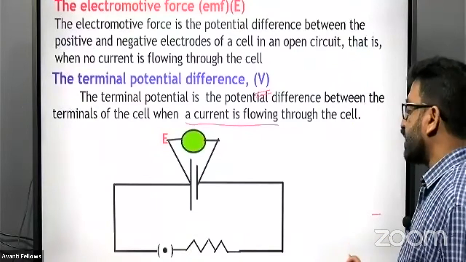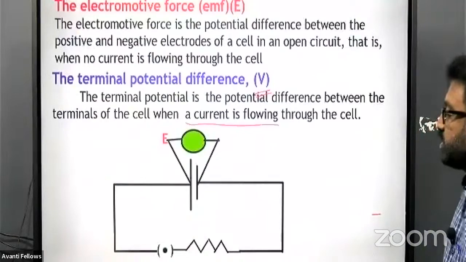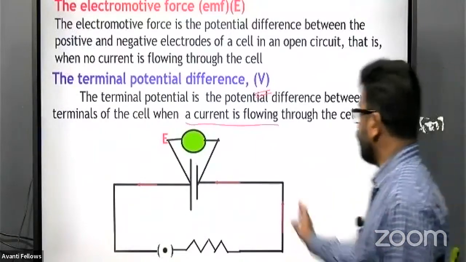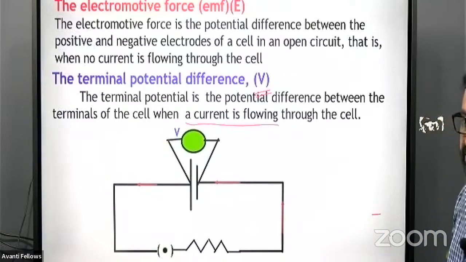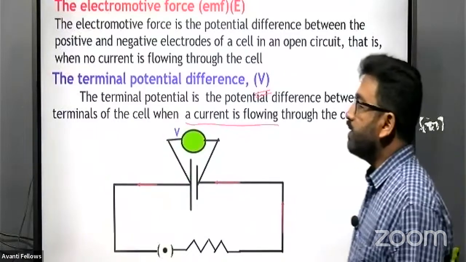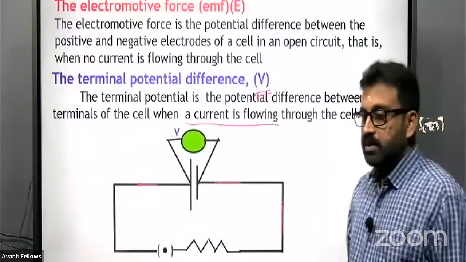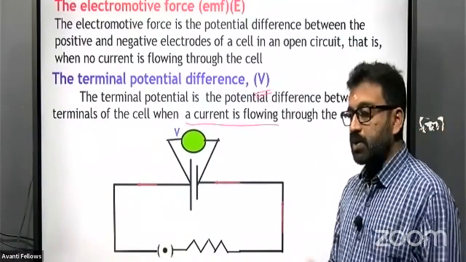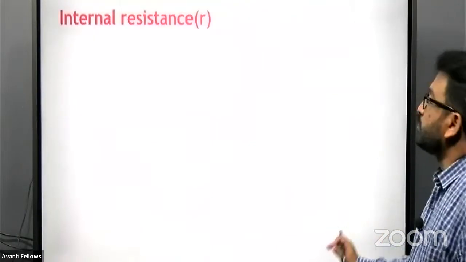And when we close the switch, we take a current. Then the current flows through the circuit and that becomes V. So that is the difference between E and V. So open terminal potential difference is called electromotive force. That means when no current is taken from the cell, that is called electromotive force.